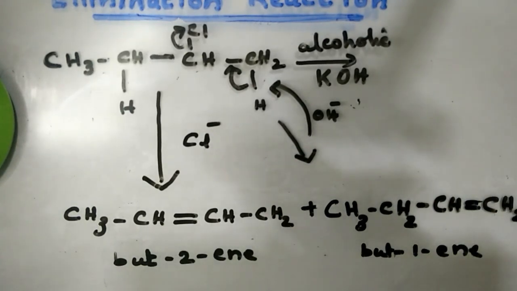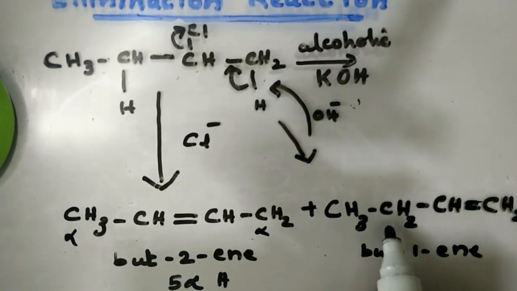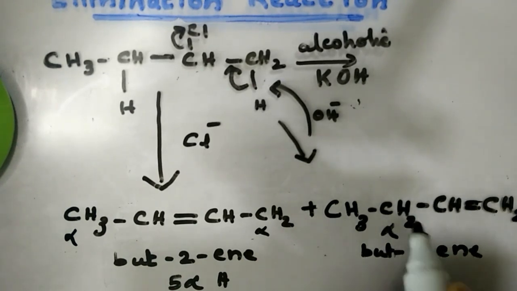Which butene is more stable? For finding that, we have to count the number of alpha hydrogen atoms. In this alkene, this is an alpha carbon atom and this is also an alpha carbon atom. So how many alpha hydrogen atoms are there? 3 plus 2, 5 alpha hydrogen atoms are there in the first, that is but-2-ene. And in the second one, this is the alpha carbon atom and only 2 alpha hydrogen atoms are there.